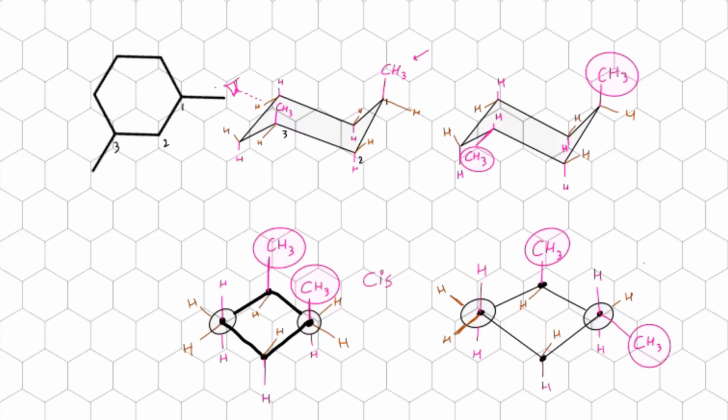If one of them is going upward and the other one is going downward, that is called trans. Now, they both might be equatorial, they both might be axial. If one is going up, one is going down, that is trans. If they're both going up or both going down, that is called cis.